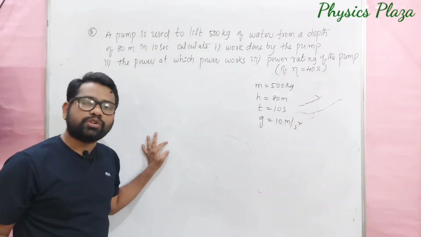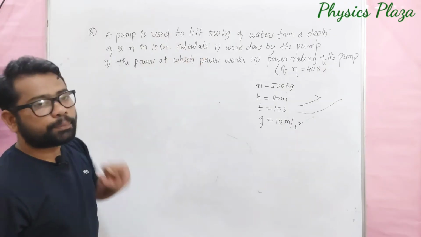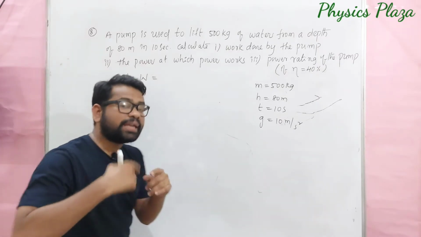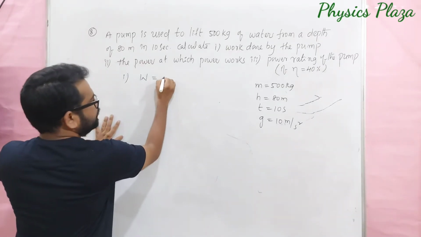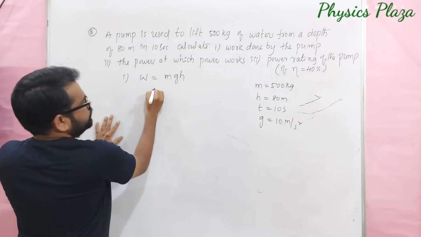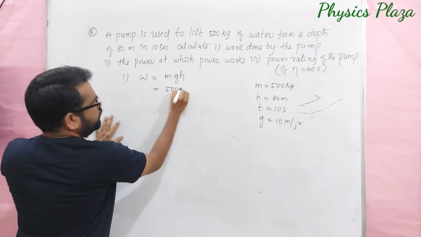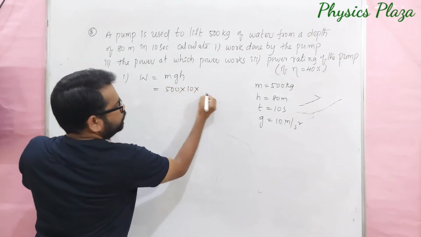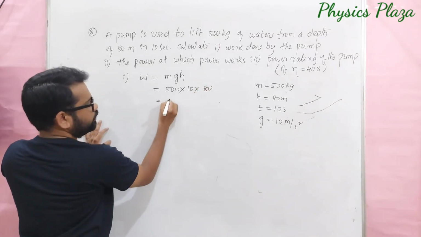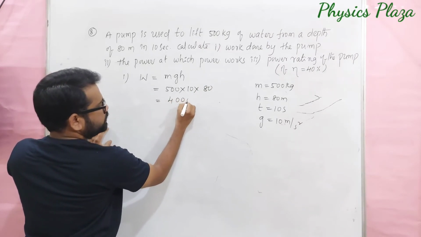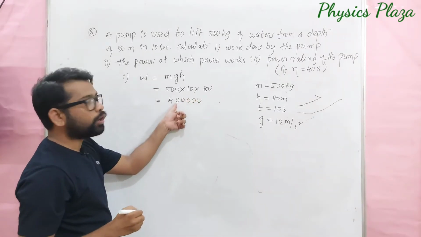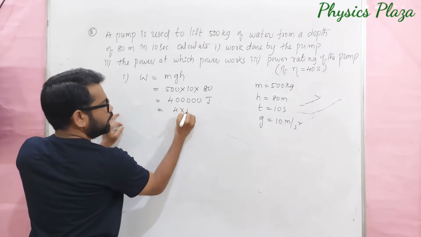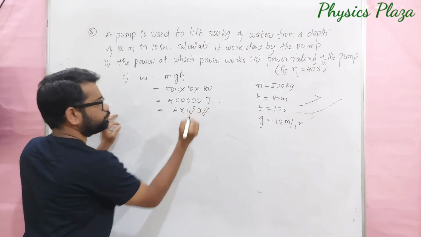So children, initially we have to calculate the work done by the pump. Here work is done against the gravity, so we should take W is equal to mgh. m is given 500, g is given 10, and h is equal to 80. If you calculate, you will get 400,000, so it is almost 4 lakh joule. We can also write 4 into 10 power 5 joule is the work done.